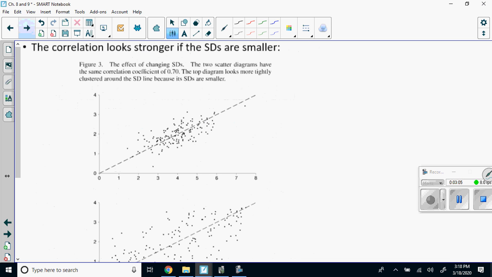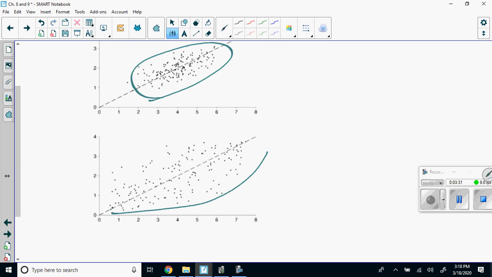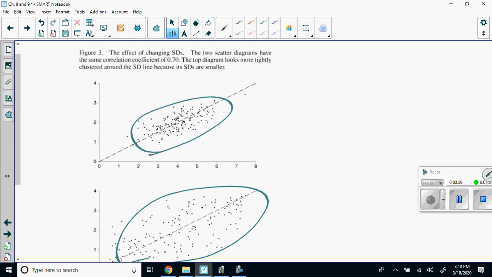But one thing you will want to note is the correlation looks stronger if the SDs are smaller. So standard deviations can change size dependent on the variables and on how you change the variables, so if you add or multiply by the same amount. So let's say we have this data versus this data. It is the same data, but I think, if I remember right, all that's happened is this got multiplied by 2 to become that, or something like that.